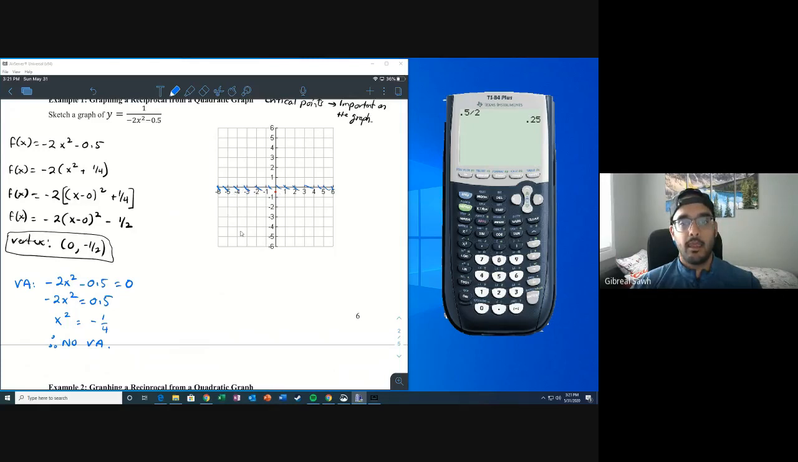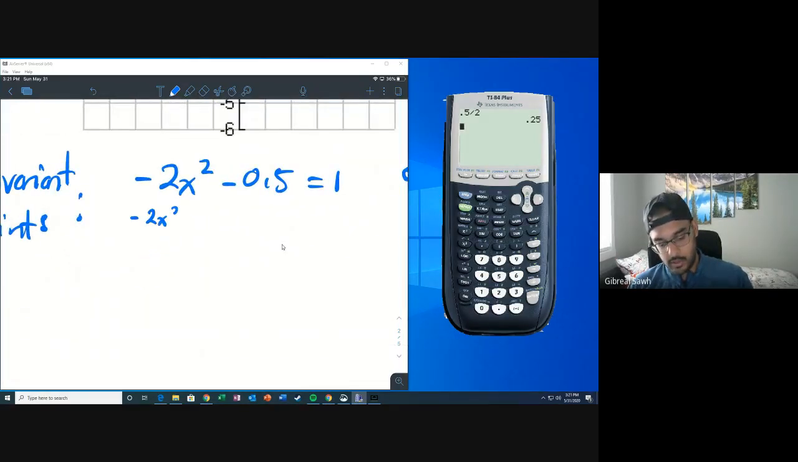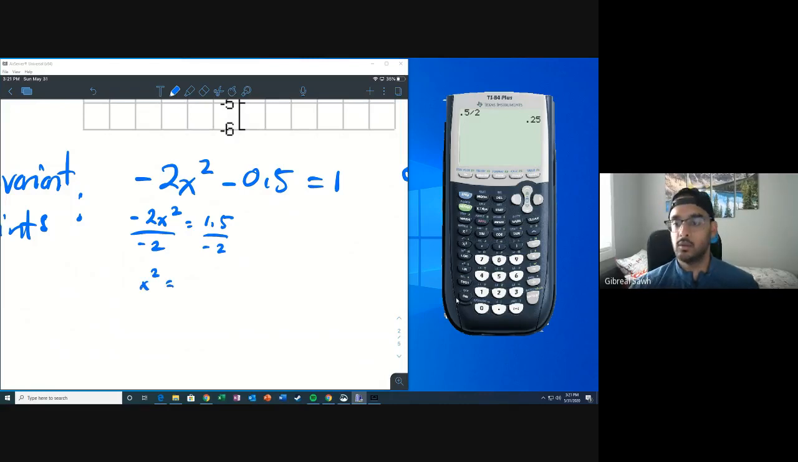Now, if I'm going to do these invariant points, just be very careful with the negative signs again. Okay, so let's say that -2x squared minus 0.5 is equal to 1, or it's equal to -1. Okay, now if it's equal to 1, let's do that side first. So negative 2x squared equals 1.5. Divide by negative 2, divide by negative 2 gives me x squared equals, so 1.5 divided by negative 2. Doesn't really matter what the number is because that's negative 3/4. Again, I can't square root a negative. So this one doesn't exist.